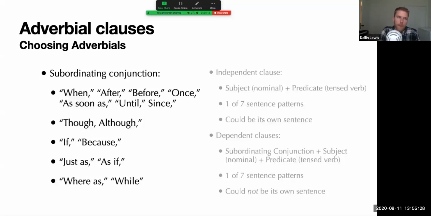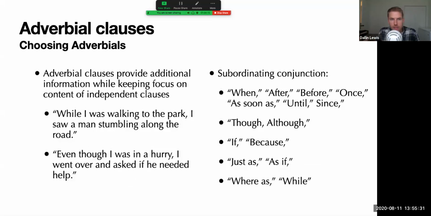Now, the stylistic purpose of adverbial clauses is that it allows us to provide additional contextual information for the independent clause. So take these examples. "While I was walking to the park, I saw a man stumbling along the road." "Even though I was in a hurry, I went over and asked if he needed help." Now, the dependent adverbial clauses at the beginning of each of these sentences provide additional information on where I was and my state of mind when I saw the man and went to help him. It allows me to give a little extra piece of detail, but without distracting from the main independent clause that I want to get across.